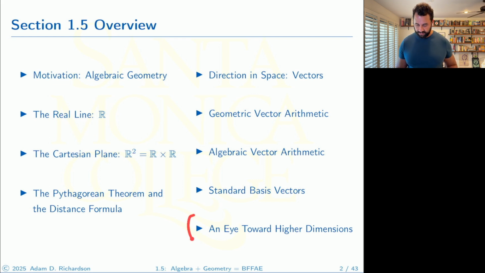Then we're going to finish up by taking an eye toward higher dimensions, because with everything that we're studying in this class and everything that you talk about in calculus, you really want to think, how could I generalize this to higher dimensions? You want to have that right on the tip of your brain, like, what if this were higher dimensional? So we'll talk about that.